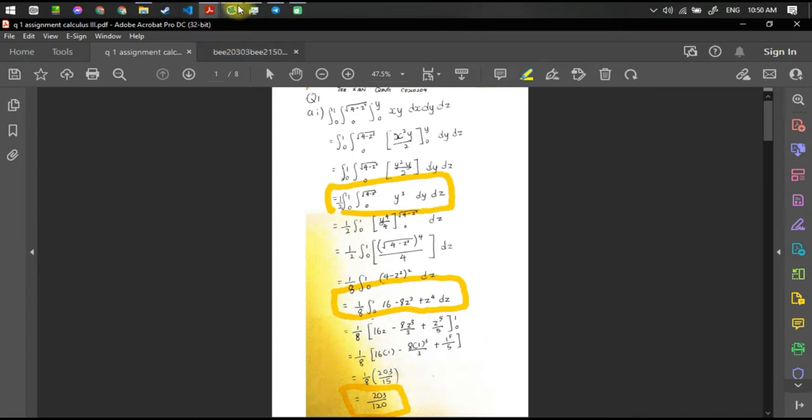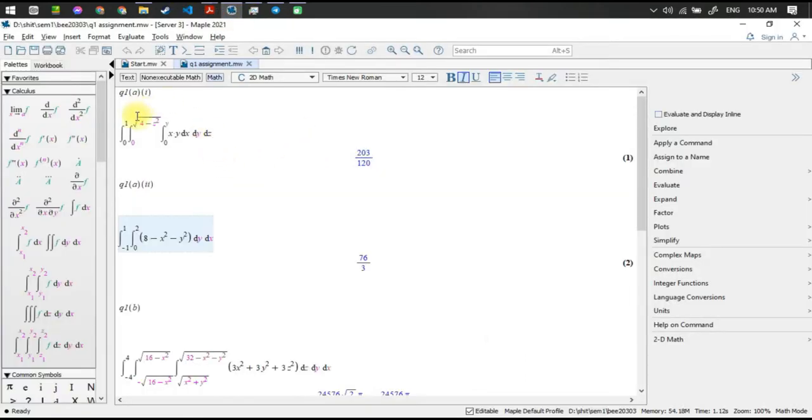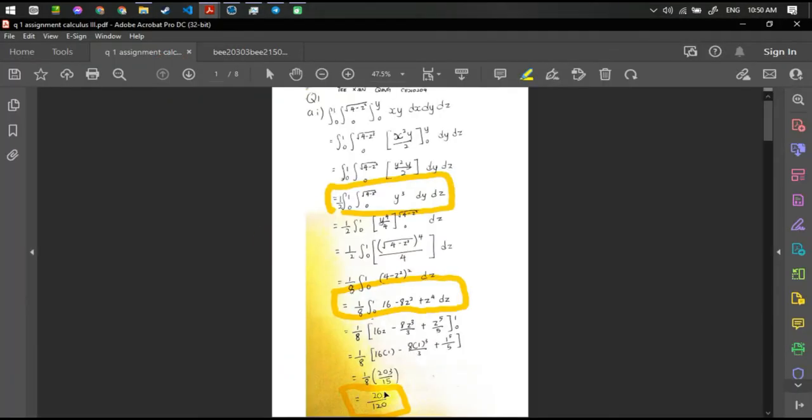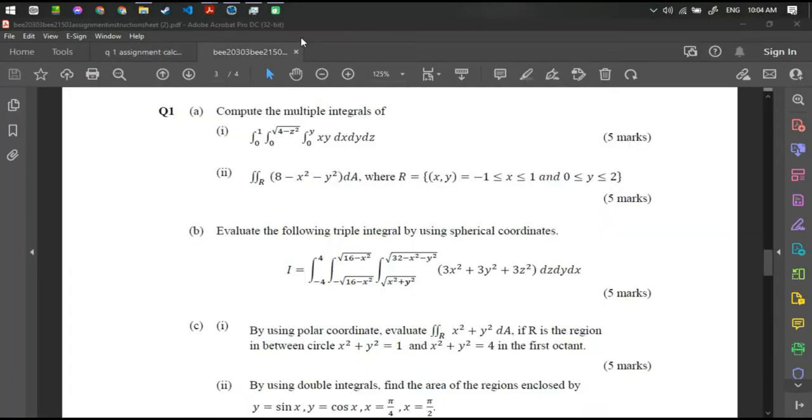Let's look at the marker. Yes, this is the equation of the question, and this is the answer for the equations. It is the same as my answer. Yes, thank you. Let's look at question 1A2.